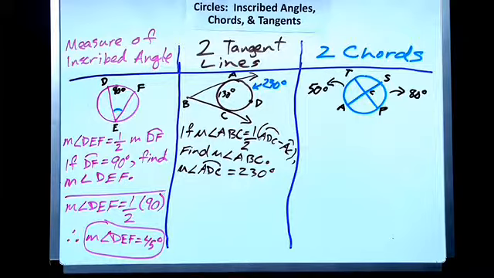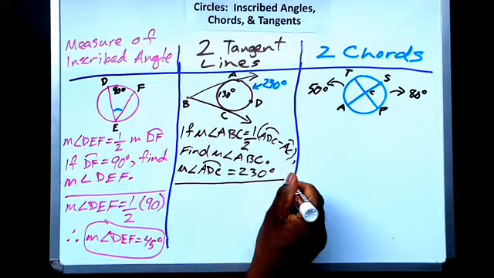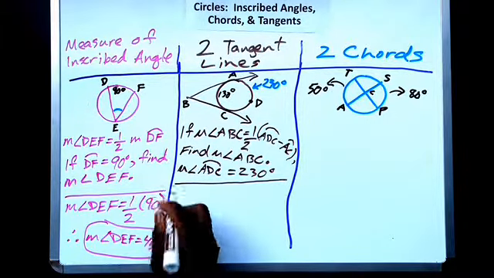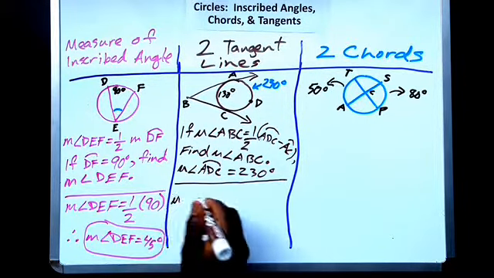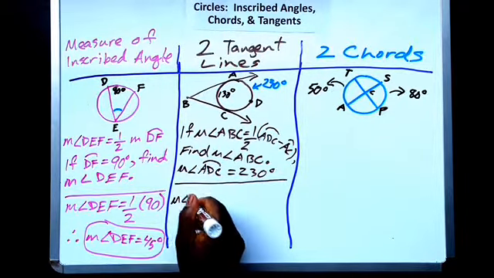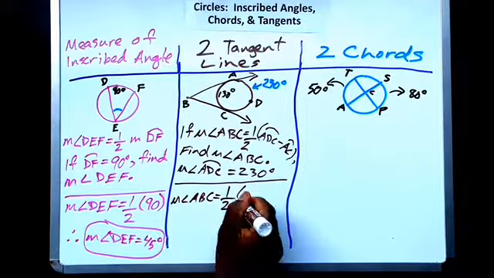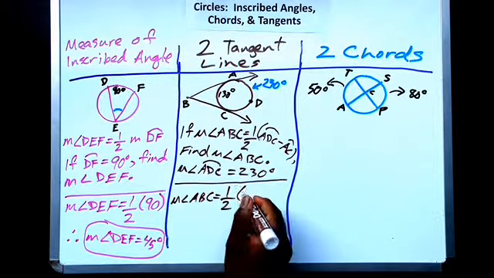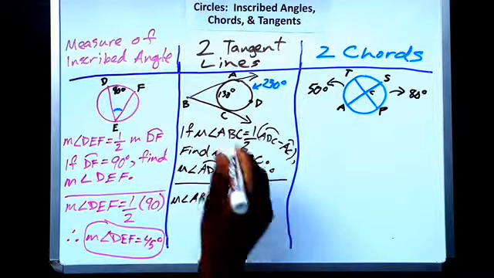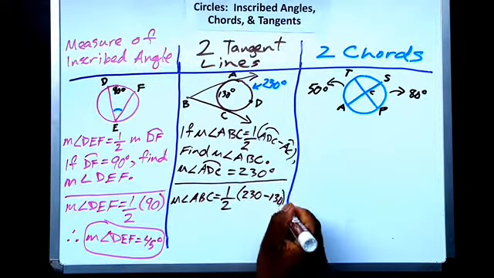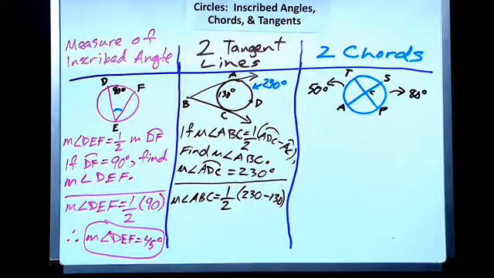Mark up the picture based on what's given and what you understand. It helps to reduce cognitive overload. All right, now let's prepare to do our work. So we're finding the measure of angle ABC, which is equal to 1/2 of arc ADC, which is 230, minus arc AC, which is 130, following this formula or equation here.